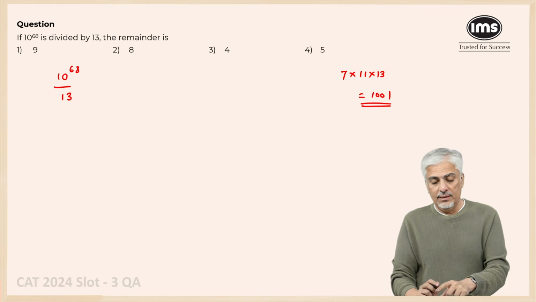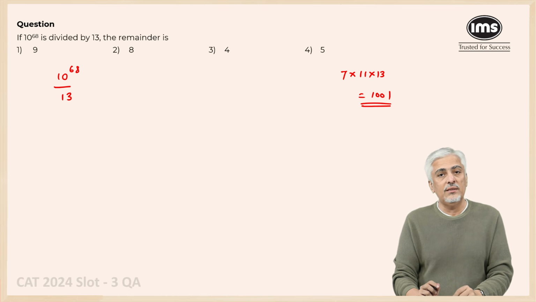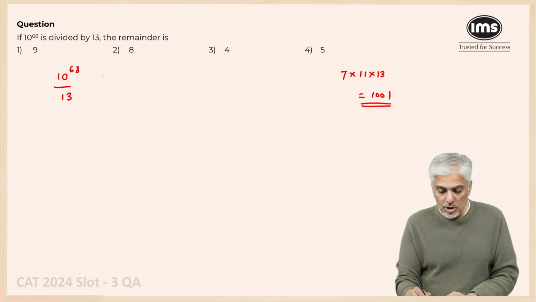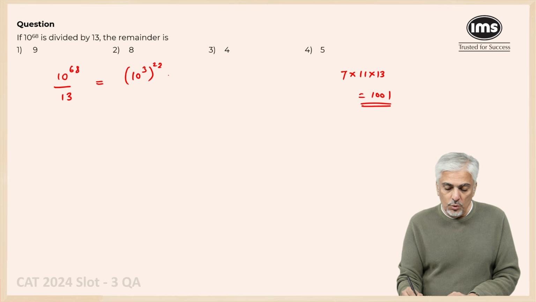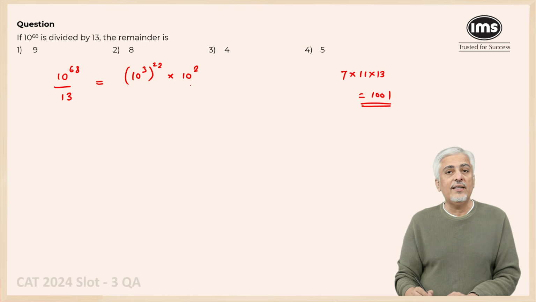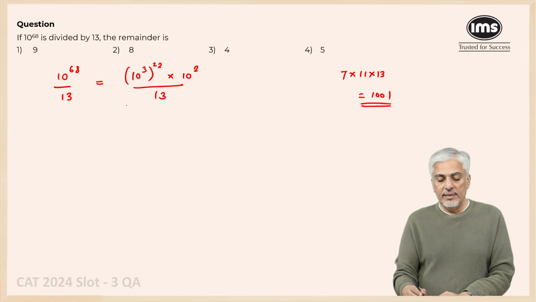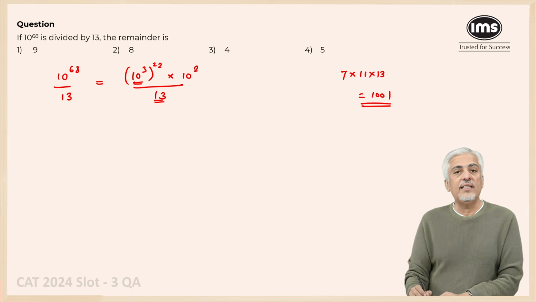That basically 1000 divided by 13 will leave a remainder minus 1. 1000, why am I working on 1000? Because 10 cube will be 1000. So, I can write my numerator as 10 cube raised to 22 into 10 square upon 13, right? Let's go through that. The power was 68. I broke it up as 66 into 2. 10 cube raised to 22 into 10 square. 10 cube divided by 13.